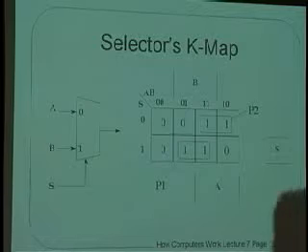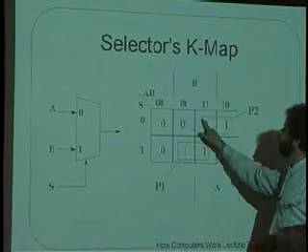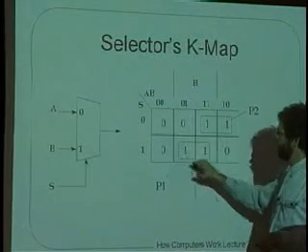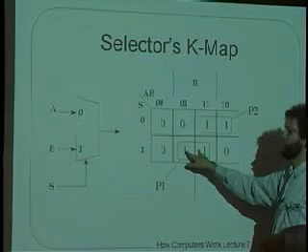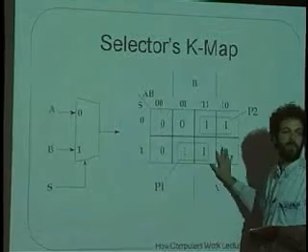I'm going to circle these two ones over here. That's product term number 2. And I'll circle these two terms over here. That's product term number 1. And if I implemented two AND terms that fired in this case or in this case, then I will have implemented the complete K-map for a selector.